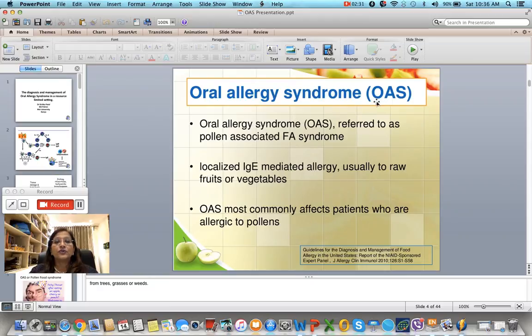Oral allergy syndrome is also referred to as pollen-associated food allergy syndrome. It is a localized IgE-mediated allergy, which we just saw when the Th2 cells were activated, and it usually occurs when raw fruit or vegetables, even nuts or seeds are consumed. Even spices could cause oral allergy syndrome. Oral allergy syndrome commonly affects patients who are allergic to pollen.